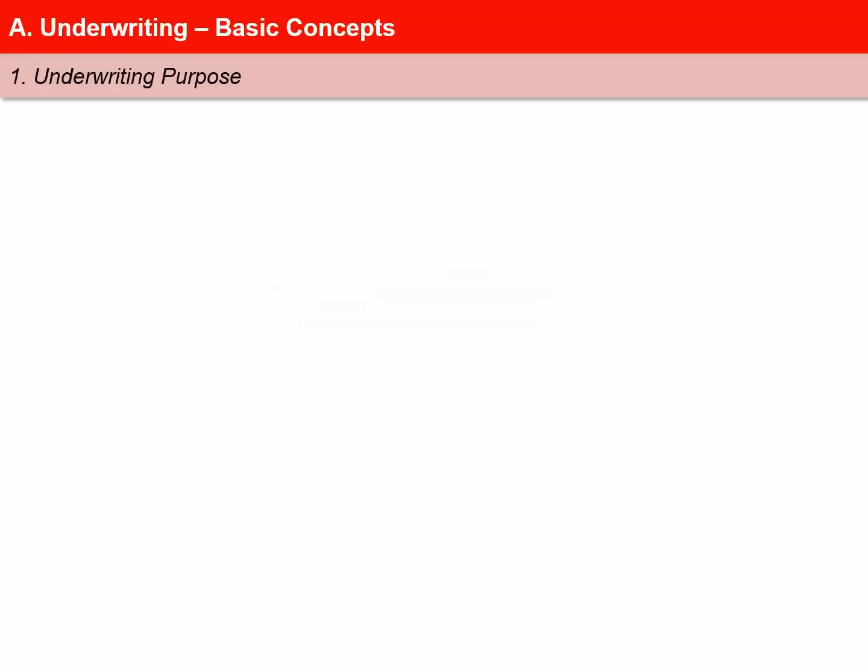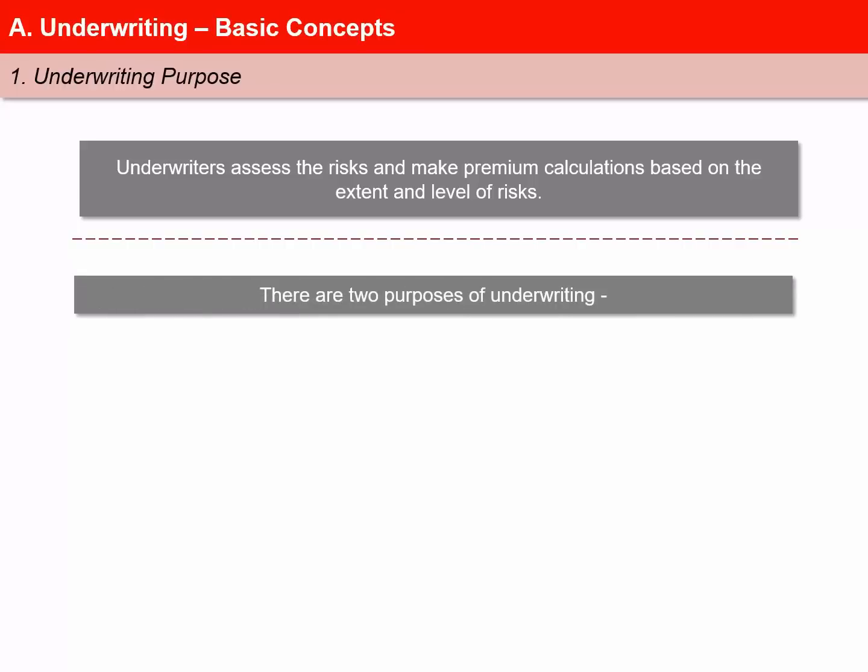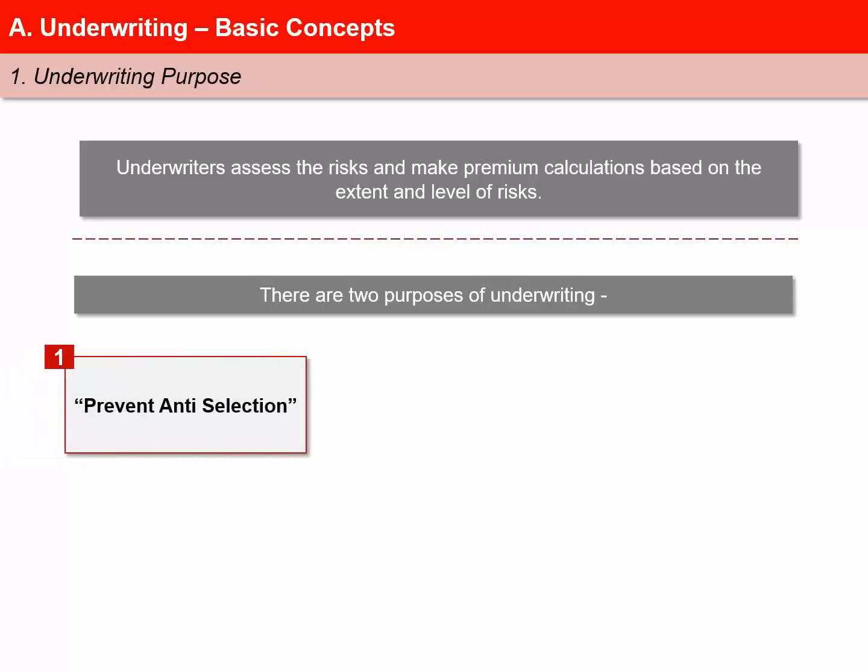Let us begin with learning the purpose of underwriting. Underwriters assess the risks and make premium calculations based on the extent and level of risks. The purpose of underwriting is twofold. First is to prevent anti-selection or selection against the insurer. The term selection of risks refers to the process of evaluating each proposal for life insurance in terms of the degree of risk it represents and then deciding on granting the insurance and its terms.